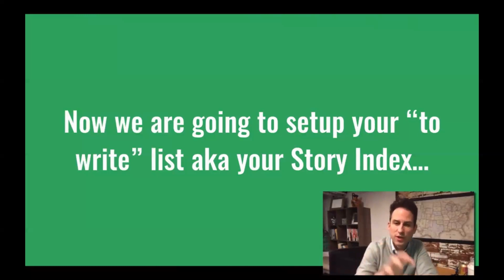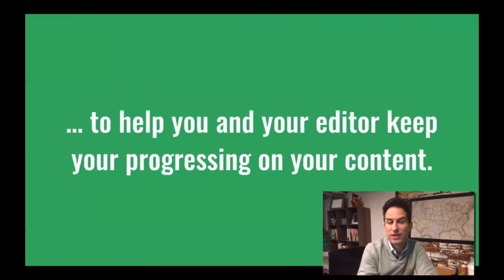So what we do is we call that the story index. And the story index is sort of the inventory of all the things you could write and have written, a place for you and your editor to really keep tabs on progress. So that's really what it is. It's a place for you to know where you're at, as well as your editor, and keep constant communication. This really is a tool to make sure that the collaboration works really well.